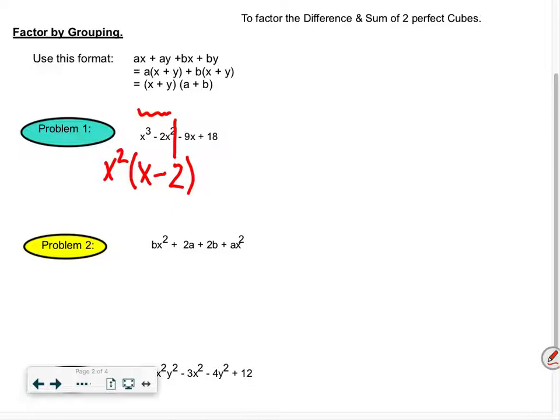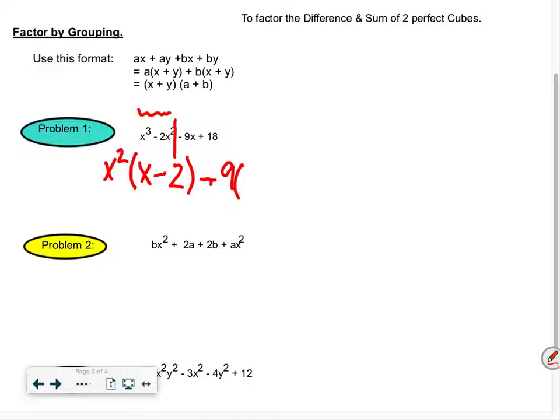To do the right-hand side, what should I pull out? A 9. Okay, we're just going to pull out 9 for now, and then we'll talk about that in a sec. If I pull out a 9, just a positive 9, what do I have left to get negative 9x? Negative x. If I put in negative x here, is that the same as this x? No. That's how you know whether to pull out a negative or not. In this case, you guys are right.